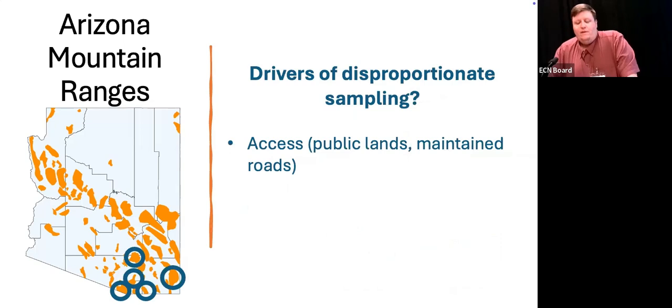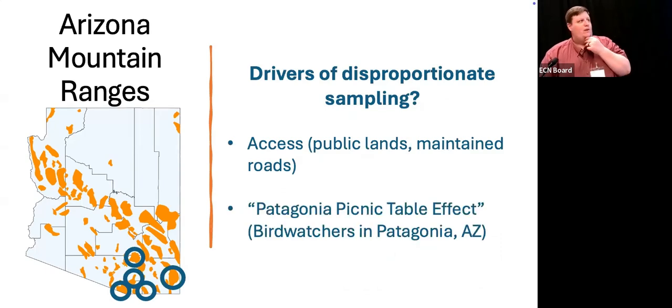What's kind of driving this? One thing could be access. Public lands and drivable roads are definitely a big thing, but 70% of the state is public land. So that doesn't really explain it. And actually, I think it's something that's more social. And actually, the birdwatching community has a term for this. They call it the Patagonia picnic table effect, named for another mountain range in southern Arizona. But basically, birdwatchers would stop at this picnic table, and as they're eating their lunch, would notice rare birds. They'd tell their friends, and everybody else would go there because that's the spot that you find rare birds.